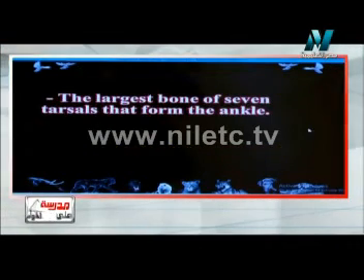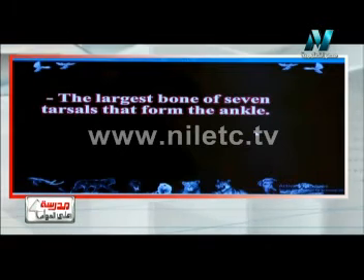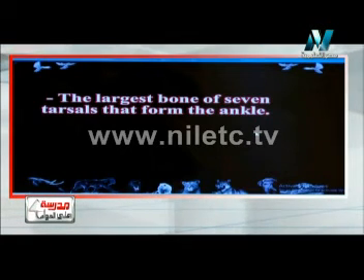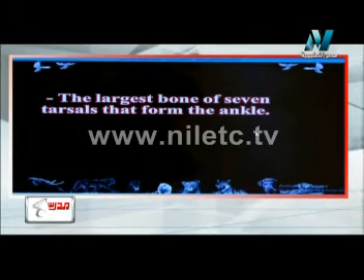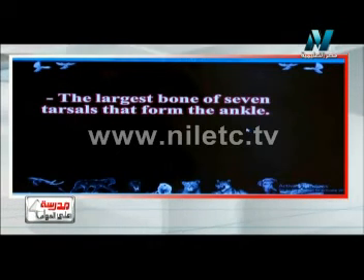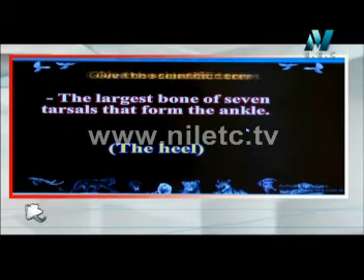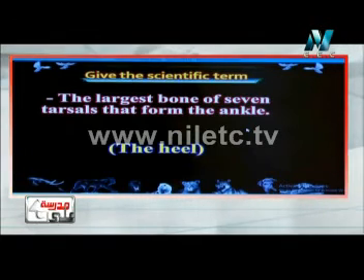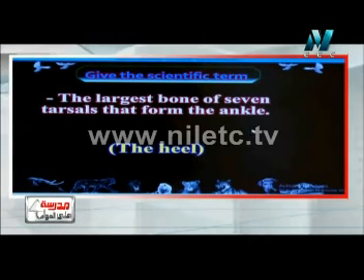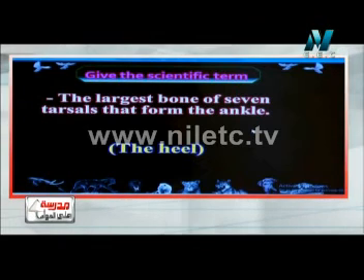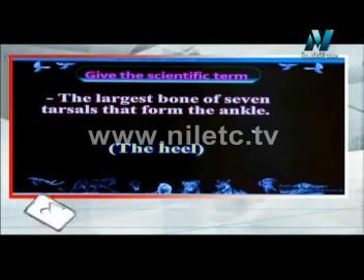The next question. The largest bone of the 7 tarsals that form the ankle. The ankle consists of 7 bones. The largest one is the heel bone. So the answer is the heel bone, which is the largest bone of the 7 tarsals that form the ankle of the human.